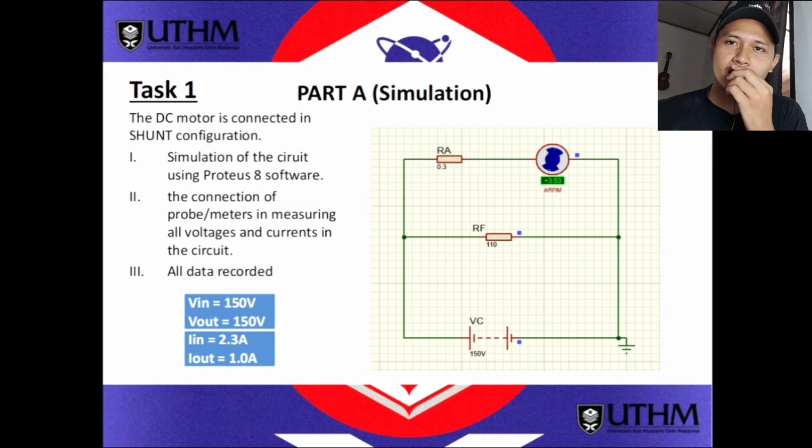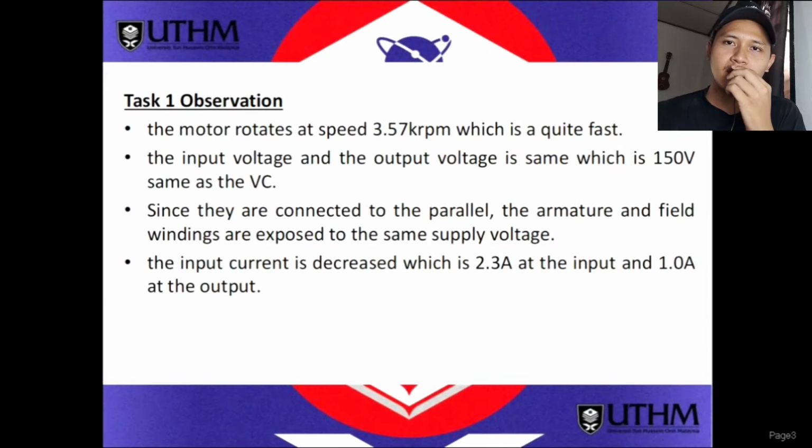From the shunt configuration, we can conclude that the motor rotates at a speed of 3.57 kilo RPM, which is quite fast. The input voltage and the output are the same, which is 150 volts. Since they are connected in parallel, the armature and field windings are exposed to the same supply voltage. The current decreases, which is 2.3 amperes at the input and 1.0 ampere at the output.